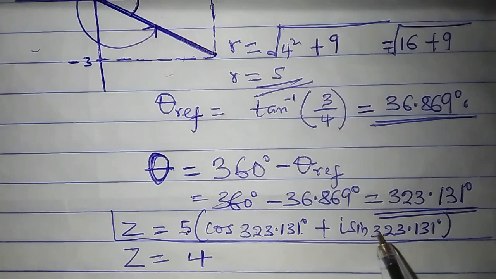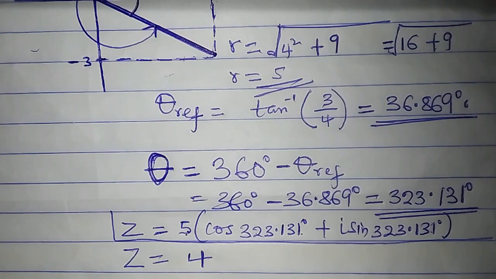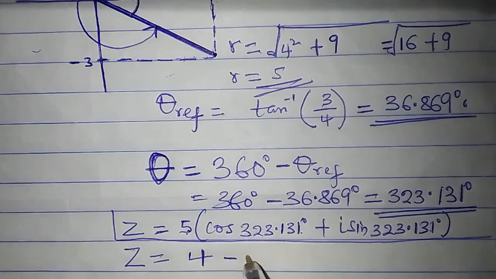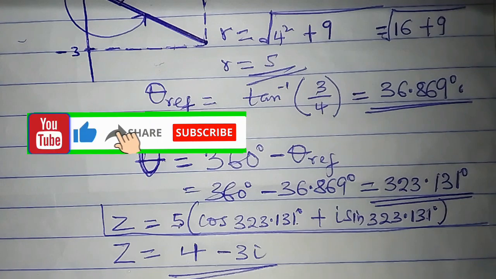Then, 5 times sine 323.131 degrees. And that is minus 2.99993. So we can just say minus 3. If you round it off to the nearest whole number, that's minus 3i. Alright, this is how to change a complex number in rectangular form or in Cartesian form to polar form.